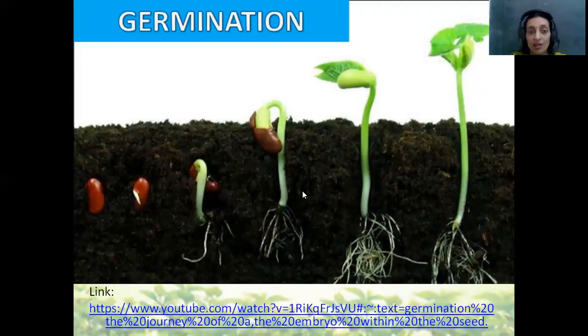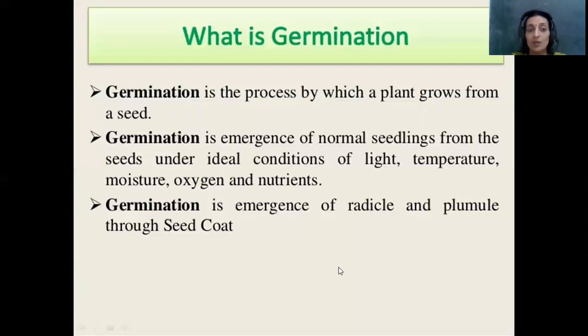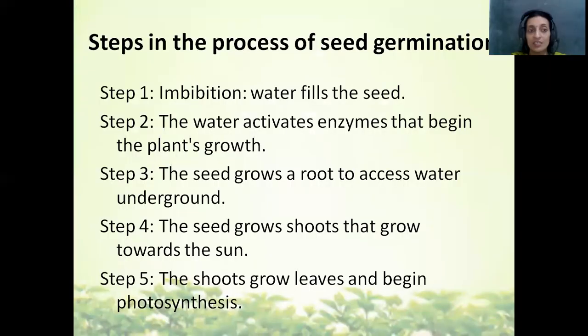Here, I will show different stages of the germination of seeds, where you will learn the exact definition of germination and what conditions are ideal for the development of a seed. And then we will see each stage carefully. So here are the steps in the process of germination. Step 1, imbibition, then steps 2, 3, 4, and 5. The final stage is where the shoot grows leaves and begins photosynthesis. We will learn all these things in detail in our lesson.